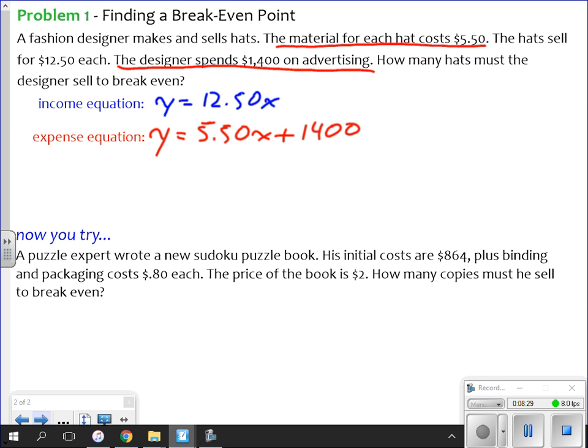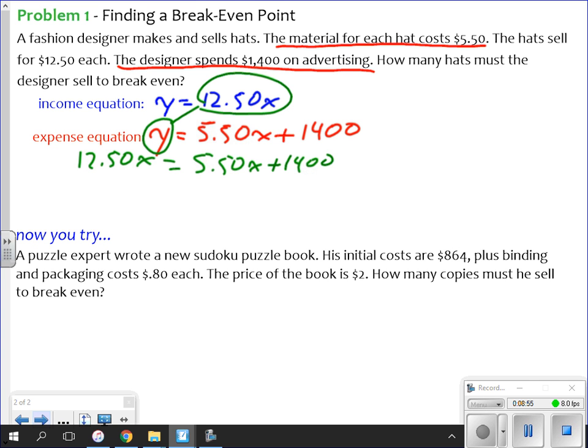This is a system of equations. I have two equations. I like this system of equations because to me, it's substitution. What is Y? Y is 1250x. So I take that, put it into here. 1250x is equal to 550x plus 1,400. So this is what we do. Y equals, Y equals two things, set them equal to each other. Solve this equation.